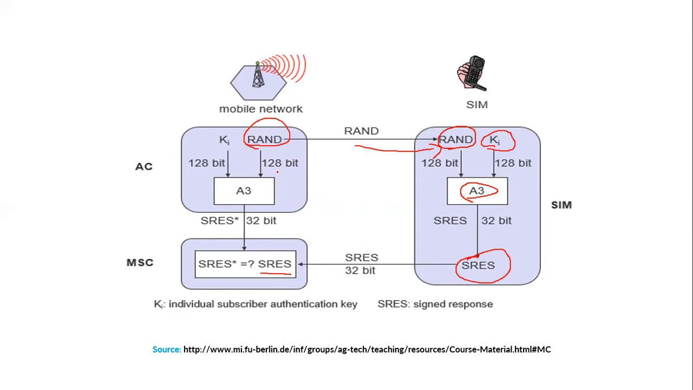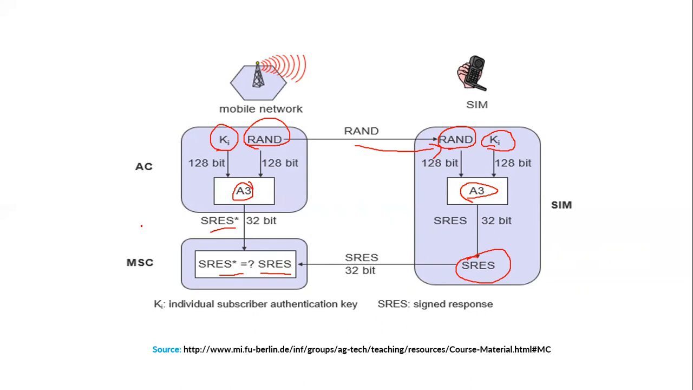Similarly, in the mobile network end also, using this random number and the same key which is used by the SIM, the A3 algorithm is applied. As a result, in the mobile network also we will get another SRES. Both these SRES will be compared. If they are equal, then the authentication is successful. Otherwise, the authentication will fail. Okay. So this is how authentication works in GSM security services.